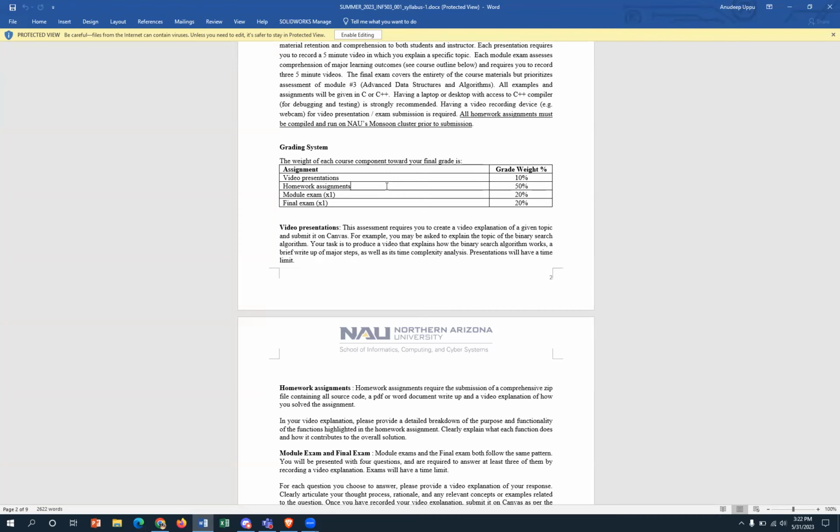The video presentation is basically, given a topic, you have to explain that topic: what you understood and what you think about that algorithm. For example, I have mentioned in the syllabus itself, if given a binary search algorithm, then you have to be explaining that in a video recording.